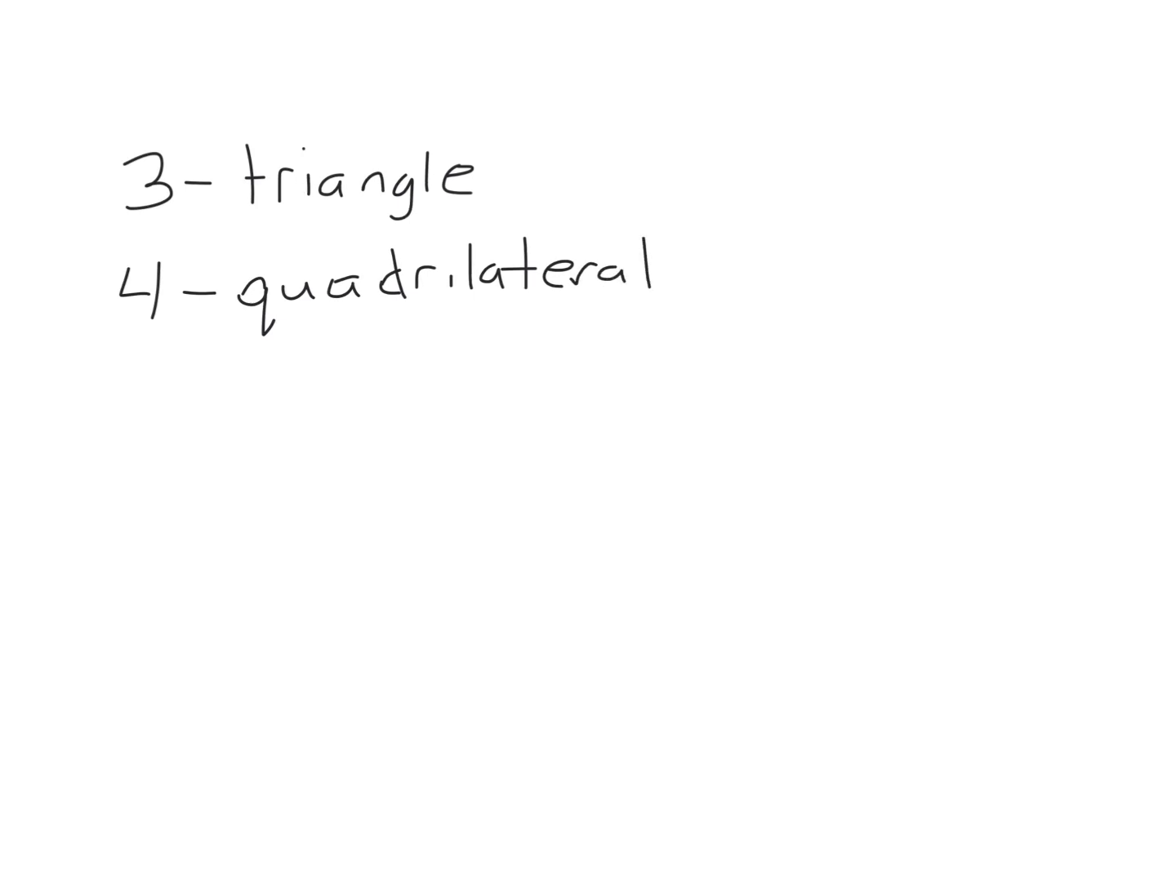So write these down somewhere on your paper. 3, what do we name that? Triangle. What's next? 4, which is? What else can 4 be? Right. There's a bunch of different options for 4, so we want to call it a quadrilateral. What's next? 5, which is? It is a pentagon. Oh, nice. Next.